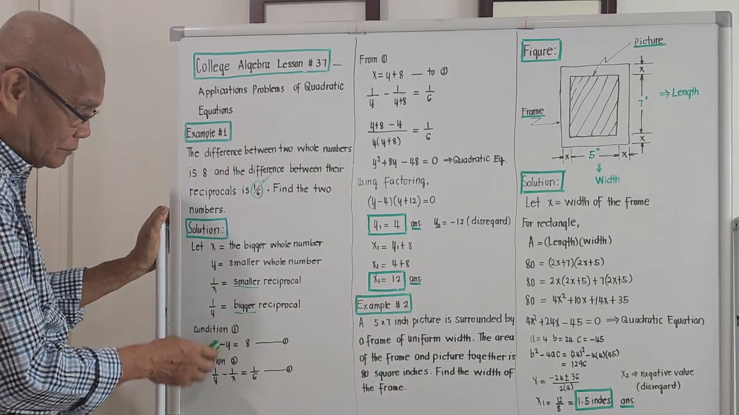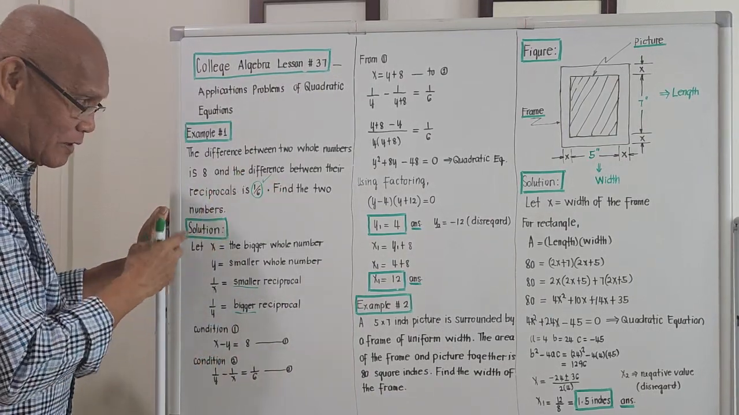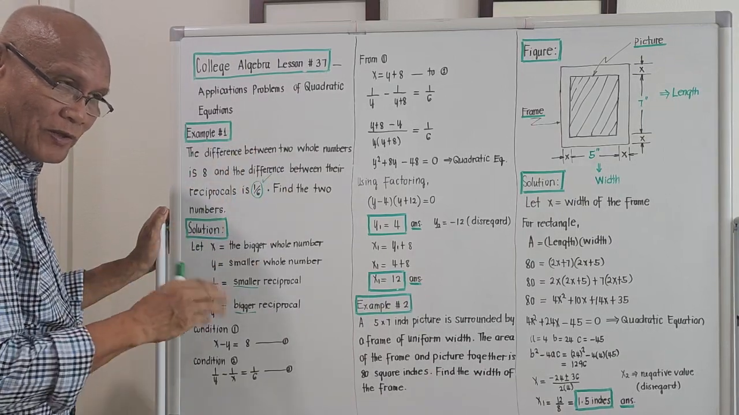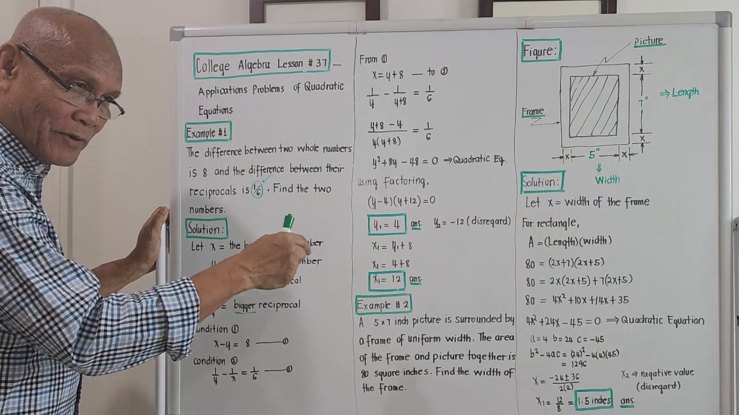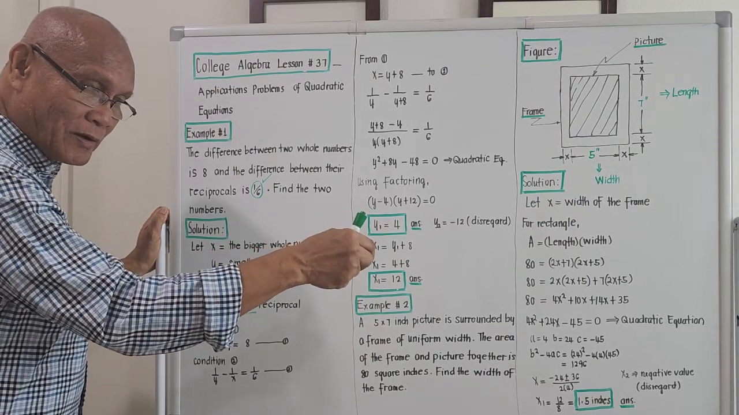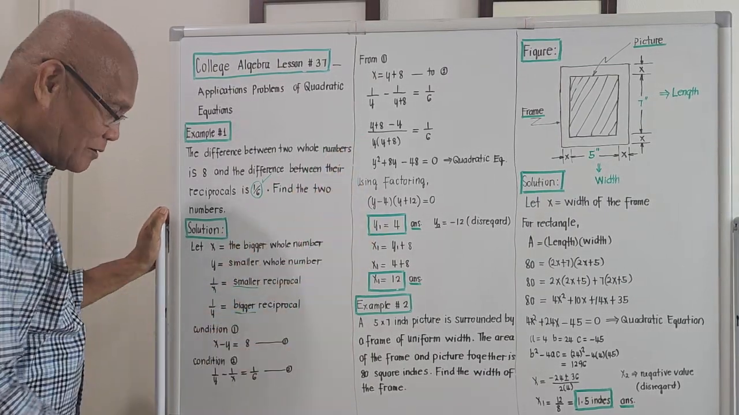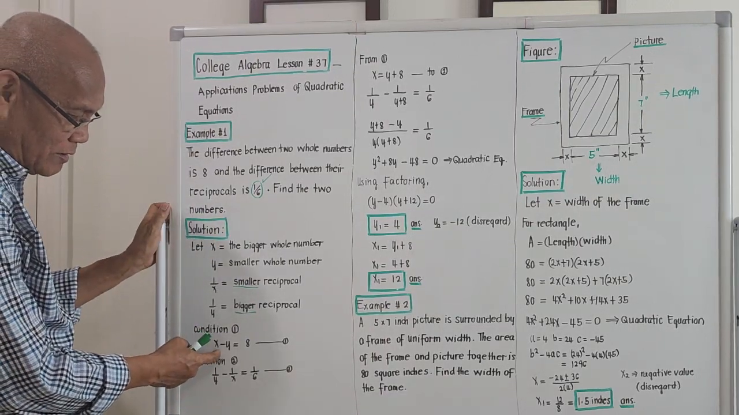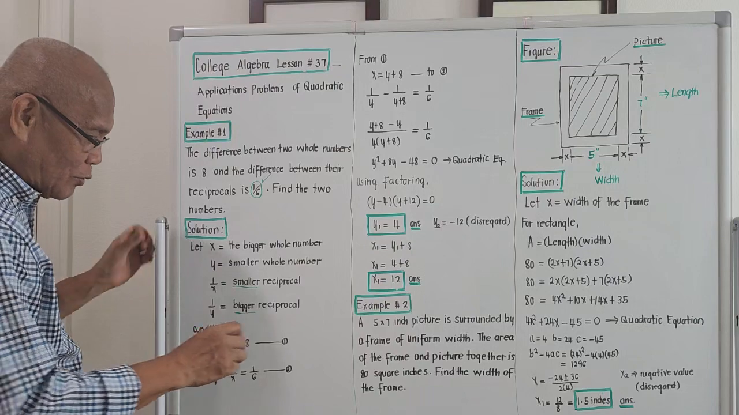Condition number 1. It says from the problem that the difference between two whole numbers is 8. So meaning to say the bigger whole number minus the smaller whole number should be equal to 8. So x is the bigger number, so x minus y is equal to 8. We call this equation number 1.